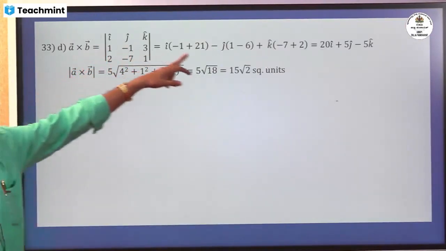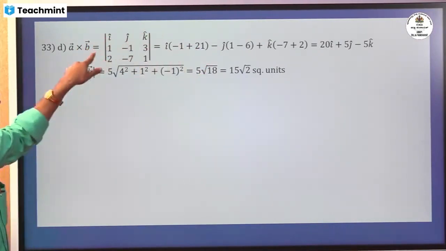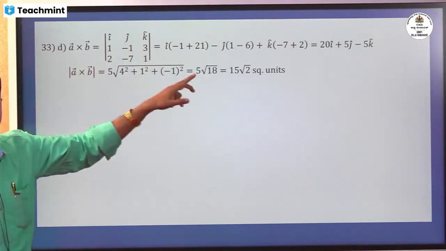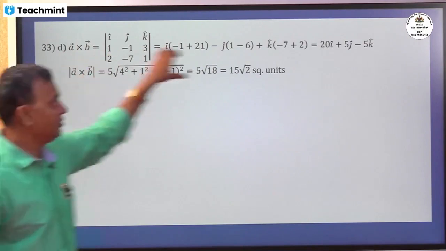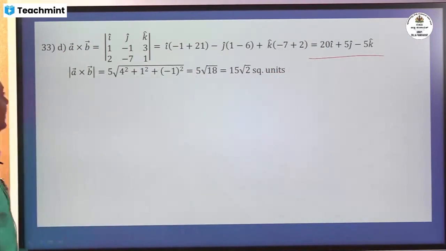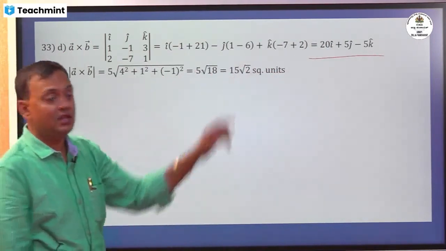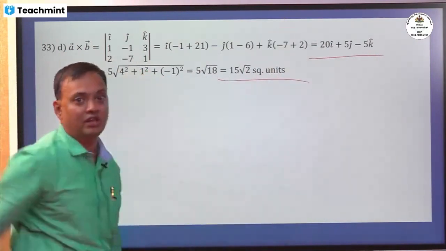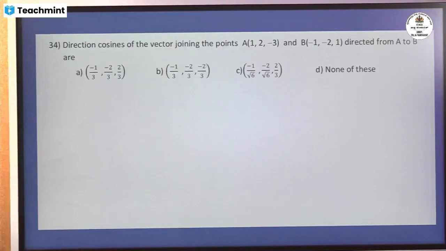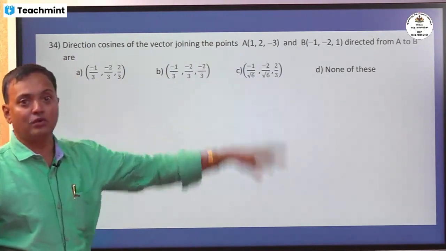So you first find a cross b. Determinant of i j k, first row, second row are scalar components of first vector a, third row are scalar components of vector b. Then expand, we get 20i plus 5j minus 5k. Then take magnitude, we get root 450 or 5 into root 18, 15 root 2. This is the area of the parallelogram. I have put some simple questions.